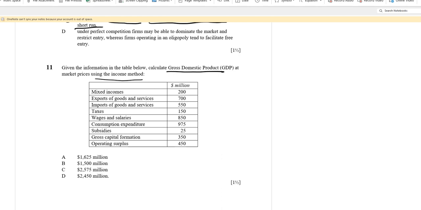So we will take 200, this thing, and only the subsidies will be subtracted. Okay, so this will be 1625.